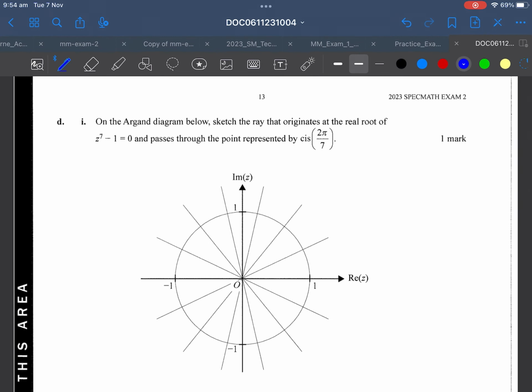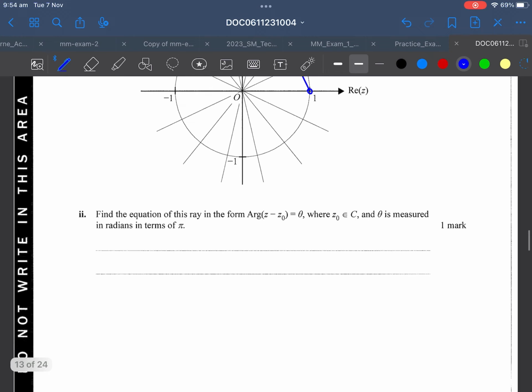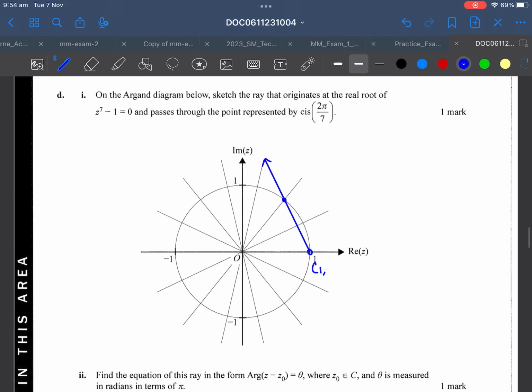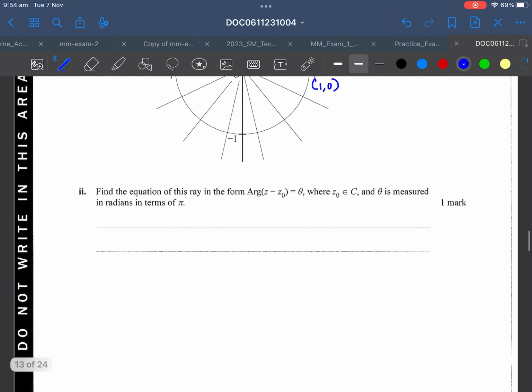On the Argand diagram below, sketch the ray that originates at the real root of this and passes through the point represented by cis 2 pi on 7. So our only real root was this over here at 1, and cis 2 pi on 7 is here, so we can just draw a ray like this. Okay, that's done. Do we have to do anything else? Just 1 mark, so not really. I'll just label my starting point in case.